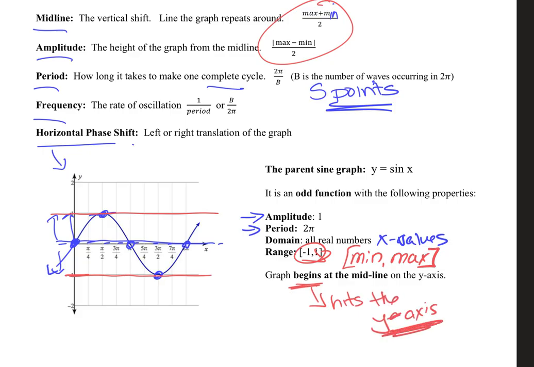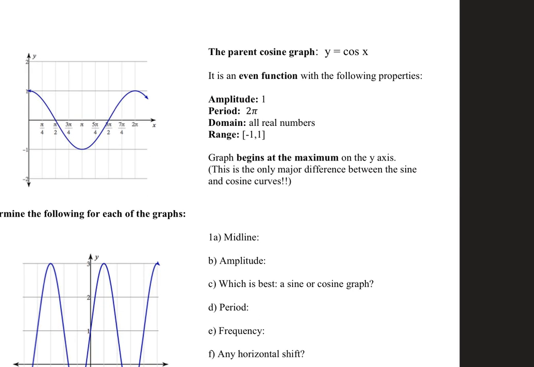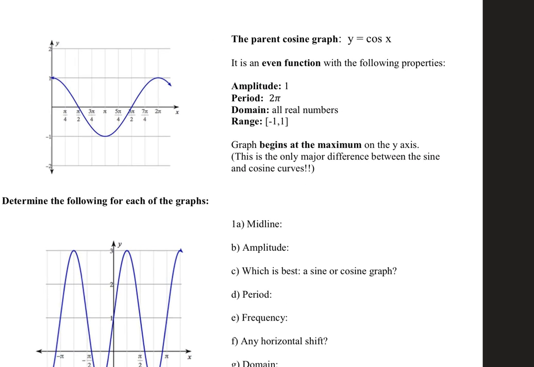Okay? Where does it hit the y-axis? If it hits at the midline here, we're talking sine. Okay, and let's look at the next page. It's down here. So this is cosine. If you're on the y-axis, you hit at the maximum.